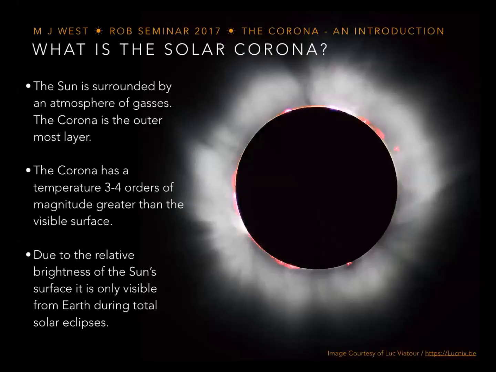So begin with, what is the solar corona? The solar corona is basically the outer layer of the solar atmosphere. One of its main features is that it's extremely hot. It's 3 to 4 orders of magnitude higher in temperature than the actual visible surface, the photosphere. However, on a day-to-day basis we can't see it due to the relative brightness of the sun's surface compared to the solar atmosphere.